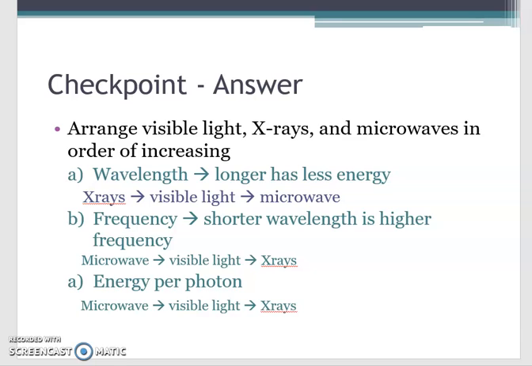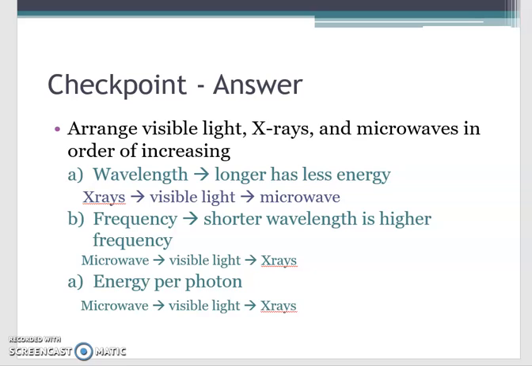So if you went over the answers, here are the answers. With wavelength, the longer it is, the less energy it has. And so in order of increasing wavelength, meaning it gets bigger, X-rays would be the shorter wavelength and microwave would be the longer. With frequency, shorter wavelength will be higher frequency, and so for both frequency and energy, it will be in the opposite direction.